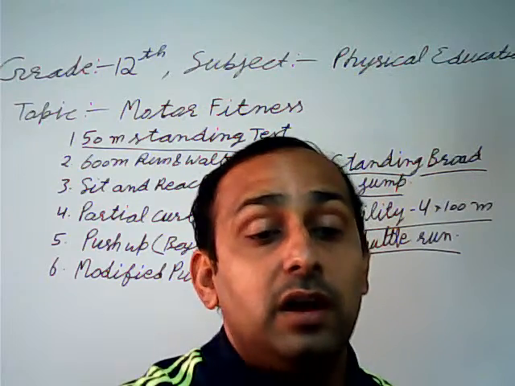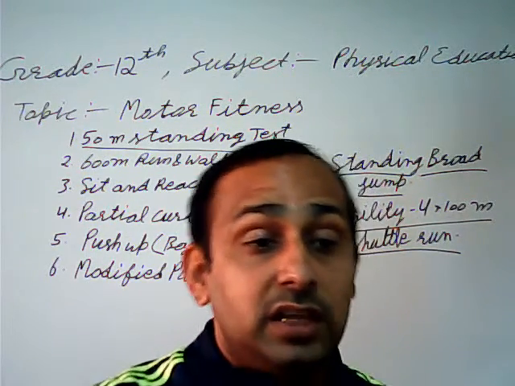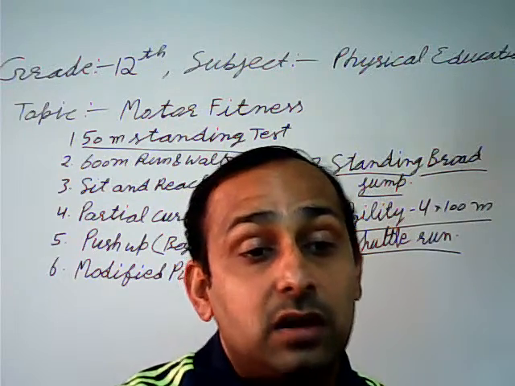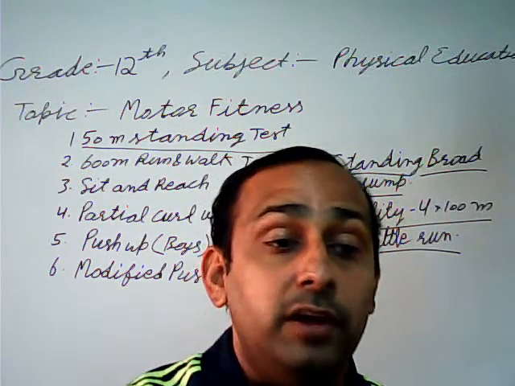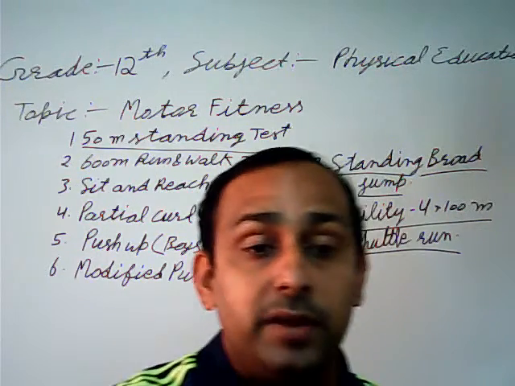Next is scoring. The main scoring is that 1 point is given each time the subject completes a modified push-up. And the rule is that only one trial is permitted.